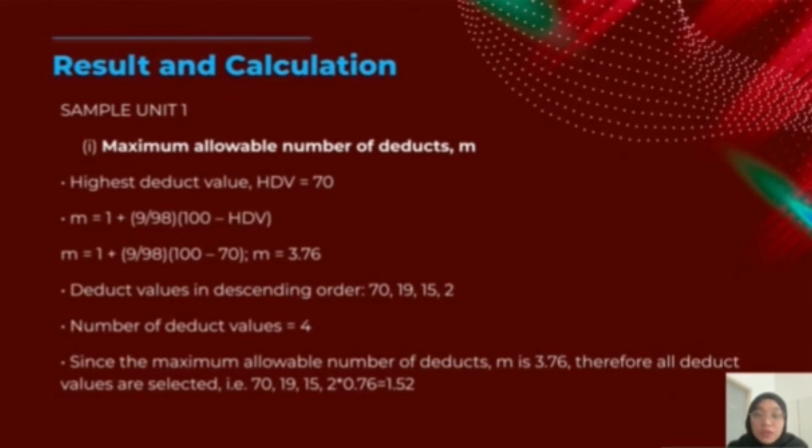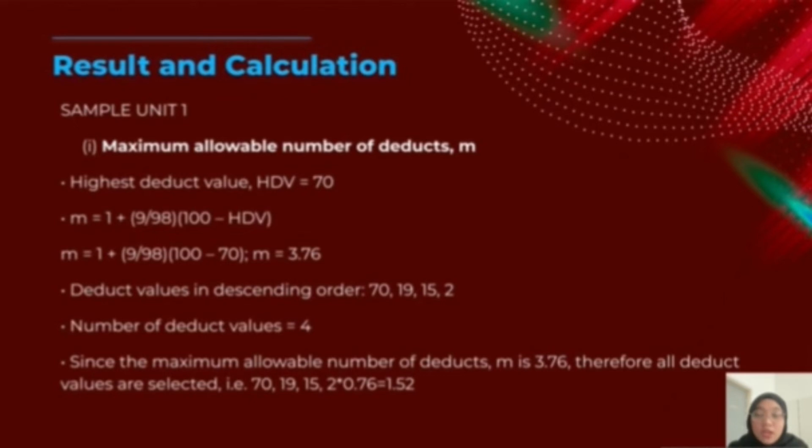So since we found the highest deduct value, HDV equals 70, M is 1 plus 9 over 98 times 100 minus HDV, which is 70. So we found M as 3.76. Then we have to arrange the deduct values in descending order. We arranged it as 70, 19, 15, and 2. So the number of deduct values is equal to 4.